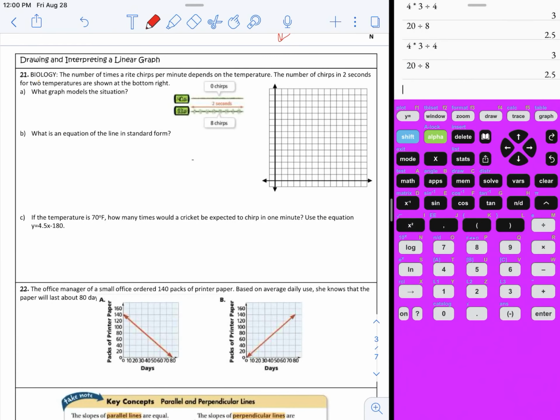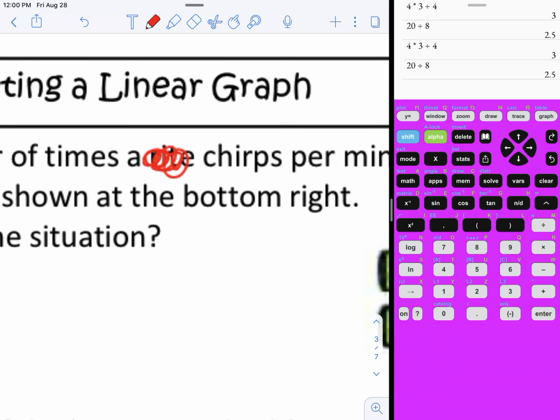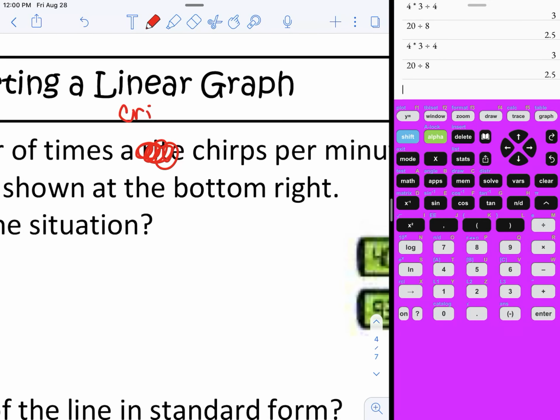So the first time I did this page, I read this problem about crickets. This should say cricket, by the way. And I did it according to seconds instead of minutes. So I had to redo it. And then I redid it, and it wouldn't save.